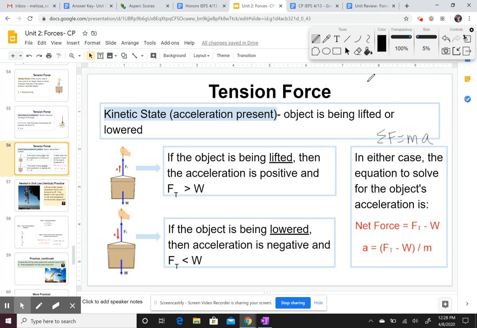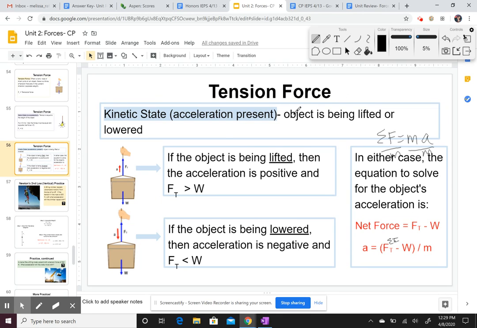To solve for the net force, you would subtract these two forces. They're working against each other. So tension minus weight gives us the net force. And then if you're going to solve for the acceleration, you just divide out the mass. So net force, tension minus weight, divided by mass gives us acceleration.